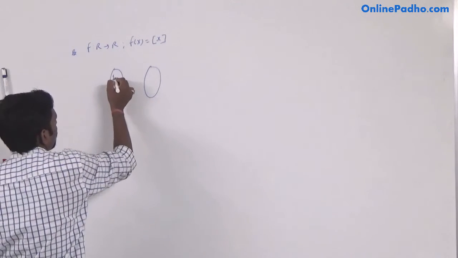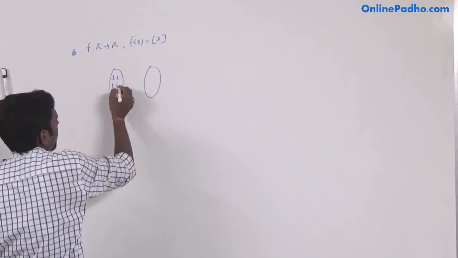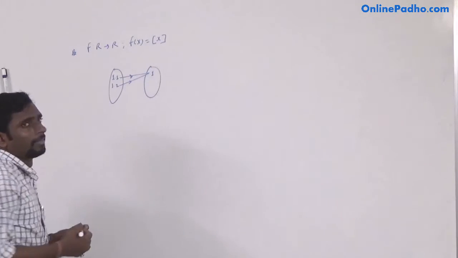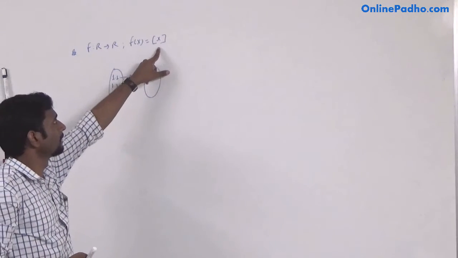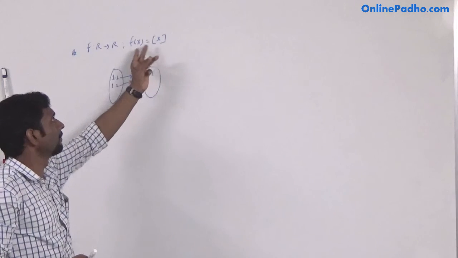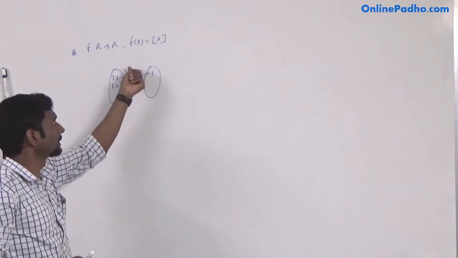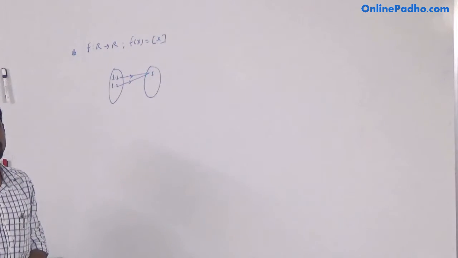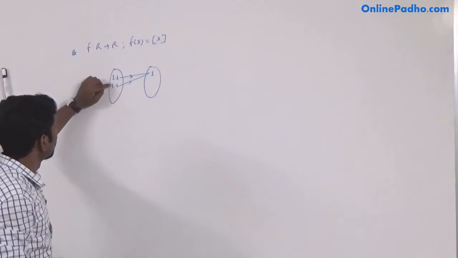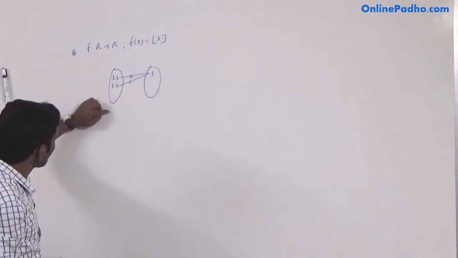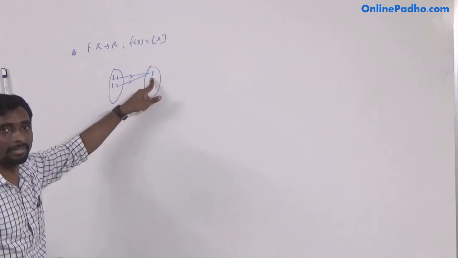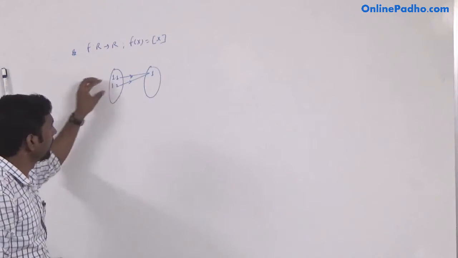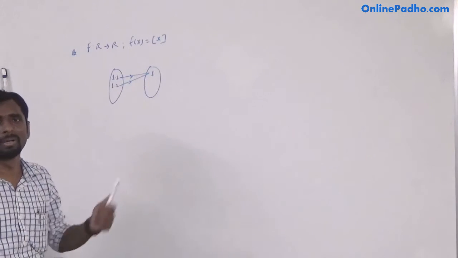If we consider x as 1.1 or 1.2, there is a single image 1. Do you know about the greatest integer function? For every value, the value of f(x) is the integral value just below that value. So 1.1, 1.2, 1.3, 1.99 have the same image 1. 2.1, 2.2, 2.99 have the same image 2. So this is a many-one function, this is not one-one.